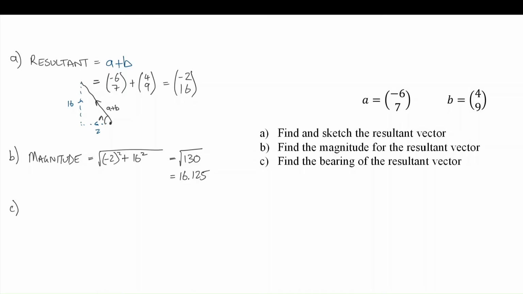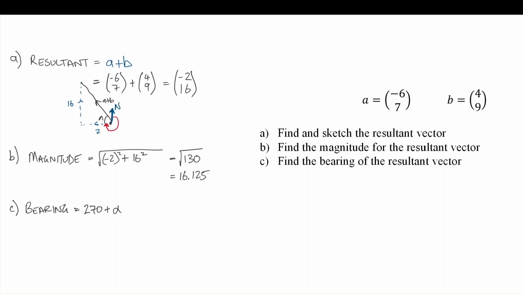Part C says we should find the bearing of the resultant vector. Well, a bearing is an angle measurement, but a specific angle measurement, one where we start from facing north and we turn clockwise until we get to our vector. So in this case, you can see from the diagram, I've drawn this red rotation, this red angle, which is going to be 270 degrees.